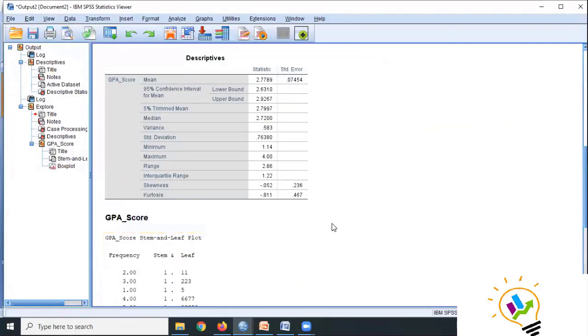Now, how to check whether the data is normally distributed in SPSS or not? Can I go ahead, madam? Yes, sir. I'm just showing the distribution here. I'm not showing anything extra. Just showing how to check the distribution.